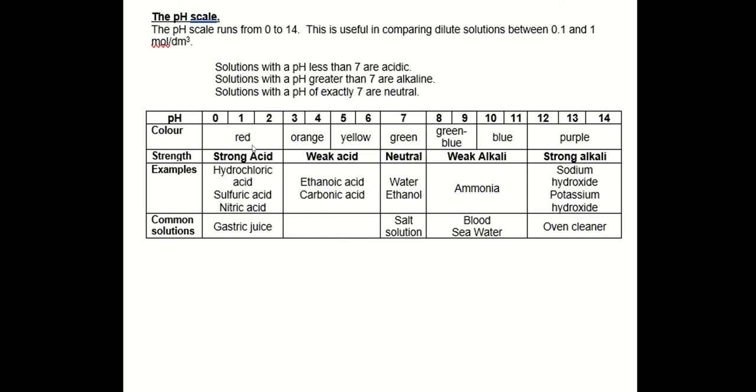got weak and strong. So 0 to 14, so if you list that down, go to the middle, 7, green, is neutral. Go down to the left-hand end, they are getting acidic, anything less than that is going to be acidic, anything less than 7 is acidic.